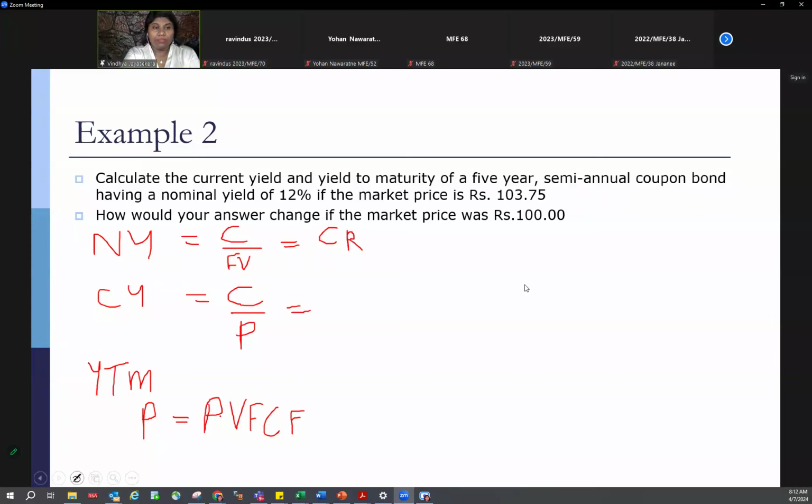In other words, yield to maturity is the IRR of your bond, right? It's equivalent to the IRR of your bond. In basic terms, yield to maturity is the return that takes into account your capital gains as well as coupons as a percentage of the price that you pay. But this is not the yield to maturity. It is only an approximation because the actual yield to maturity takes into account time value of money. It takes into account discounting, right? It takes into account compounding.